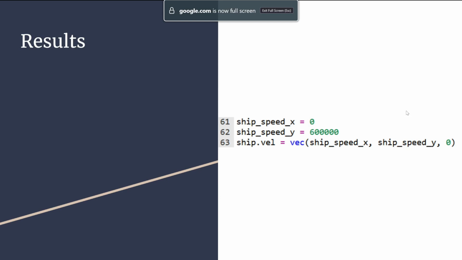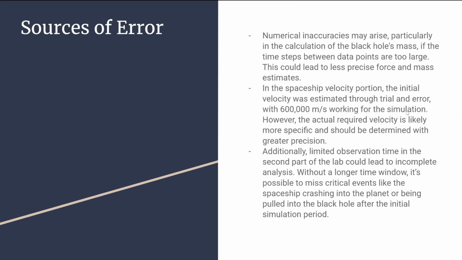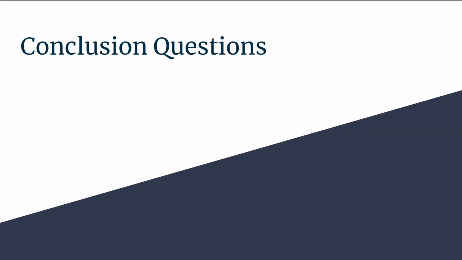Here's just a reiteration of that result after the discussion. Numerical inaccuracies may arise, particularly in the calculation of black hole's mass, if the time steps between data points are too large. This could lead to less precise force and mass estimates. In the spaceship velocity portion, the initial velocity was estimated through trial and error, with 600,000 meters per second working for the simulation. However, the actual required velocity is likely more specific, probably as a decimal, and should be determined with greater precision. Additionally, limited observation time in the second part of the lab could lead to incomplete analysis. For example, we only did 4 hours. Without a longer time window, it's possible to miss critical events like spaceship crashing or being pulled back into the black hole after the initial simulation period.